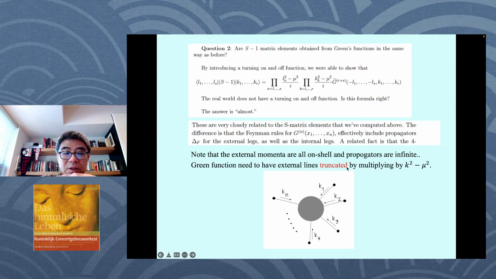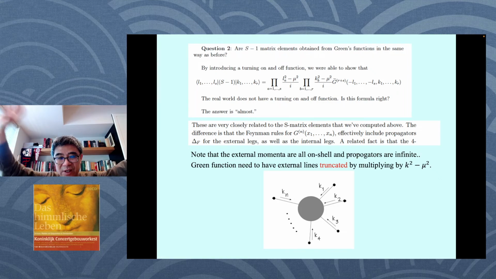In technical terminology, they are usually called truncated. Truncate means you cut off this, cut off this, cut off this, cut off this. Or you can put it more simply, you remove the propagator of the external line. That's the key. So that means the Green function needs to be truncated at the external line by multiplying this k squared, the inverse of the propagator.